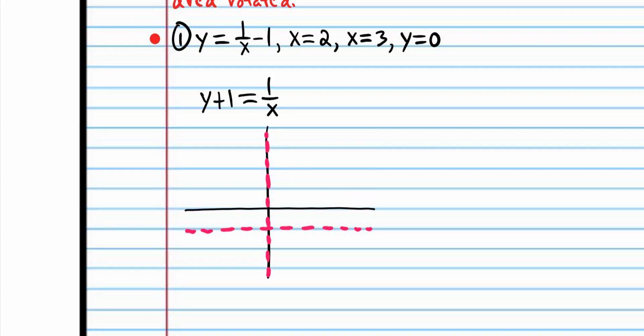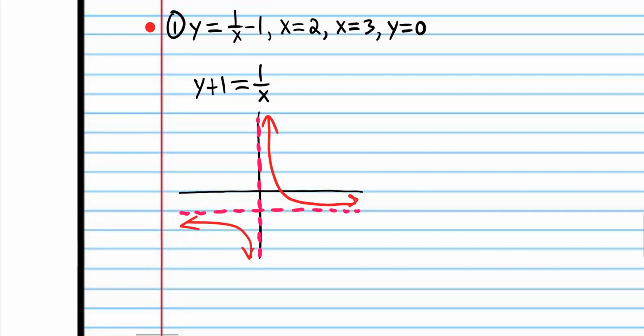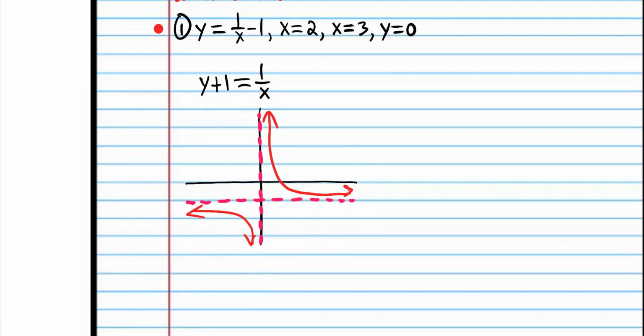Actually, I think I'm going to stick with red. So our graph looks something like that. And I'm also going to graph y equals 0. And I'm going to graph x equals 2 and x equals 3. So x equals 2 is something like this.